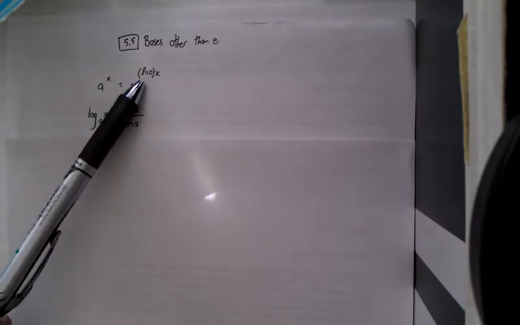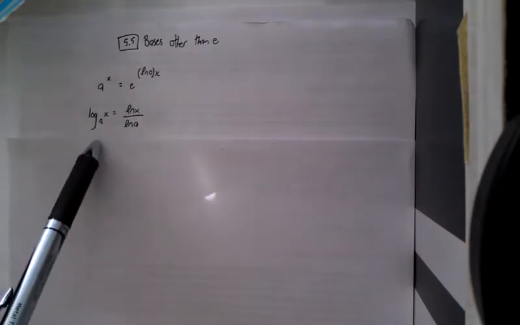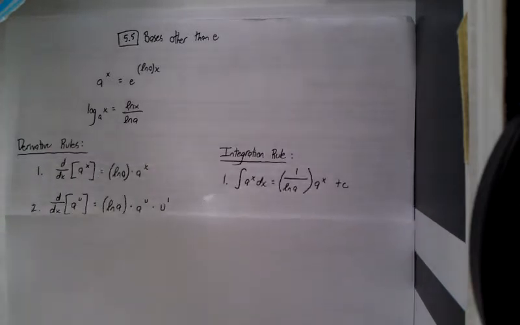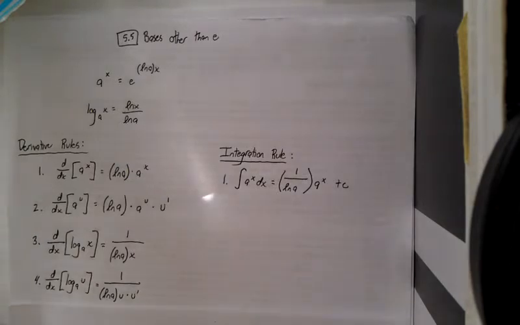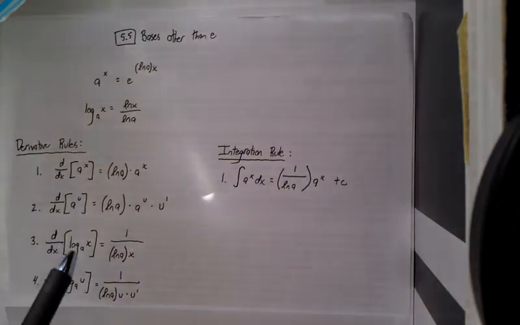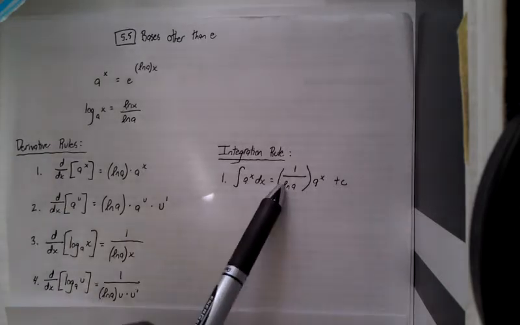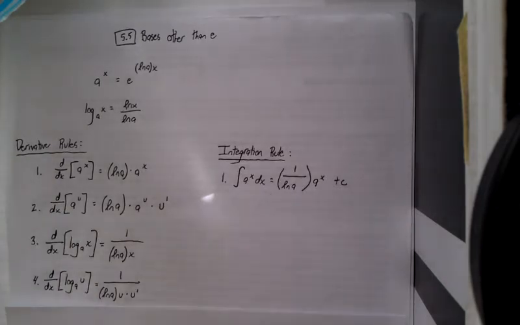Just some general info on this section: a to the x means e raised to the natural log of a times x, and then this is just change of base formula with log rules. And what I'll mostly be focusing on for this section is the derivative rules, as well as this one integration rule for bases besides e.